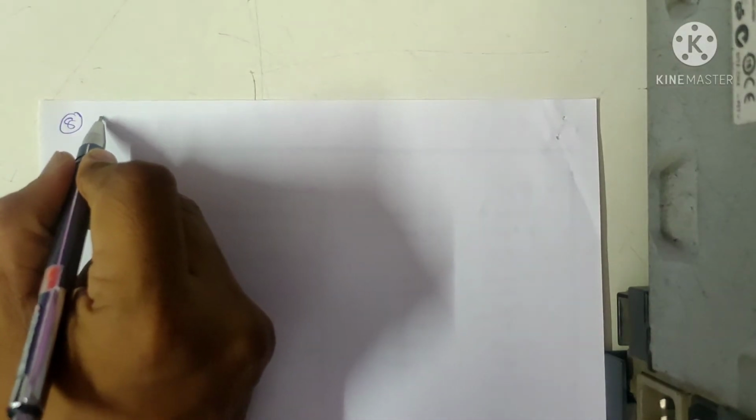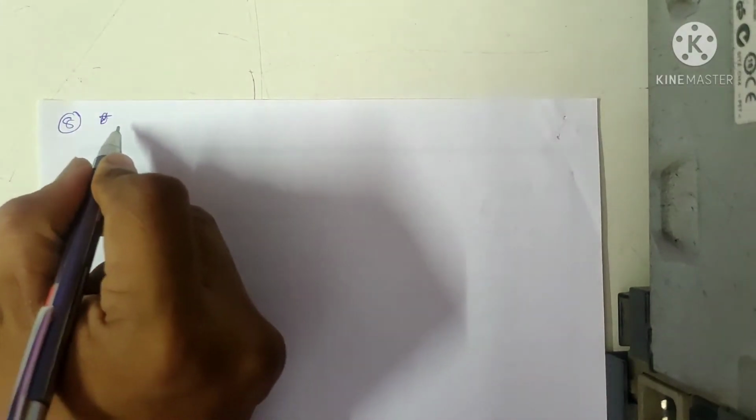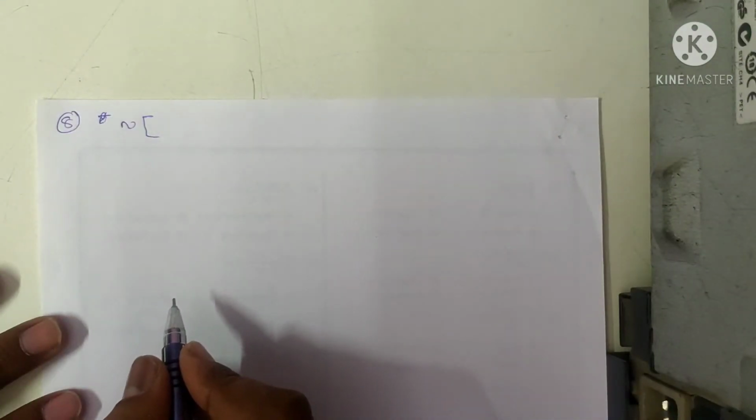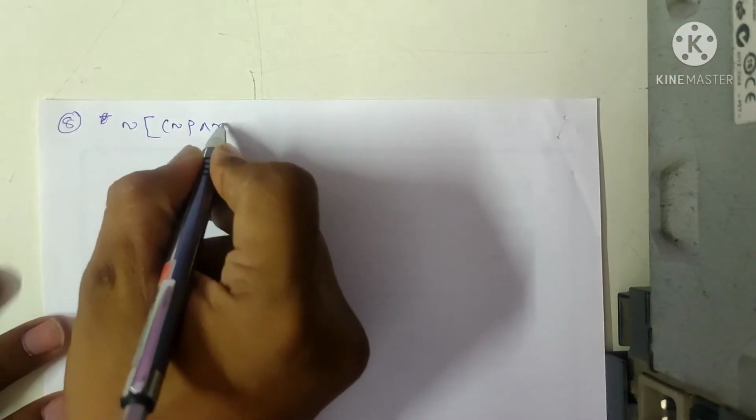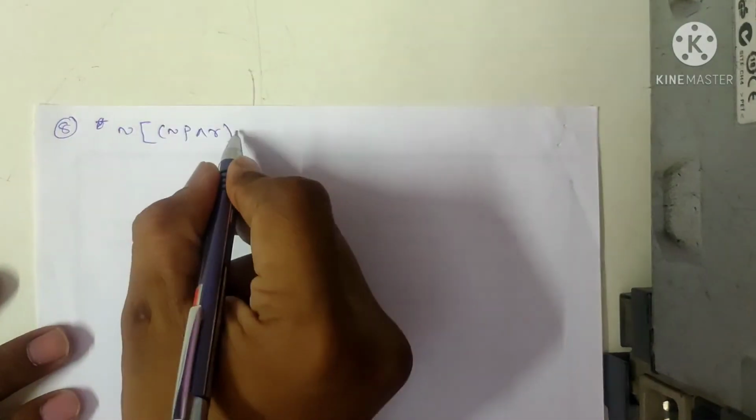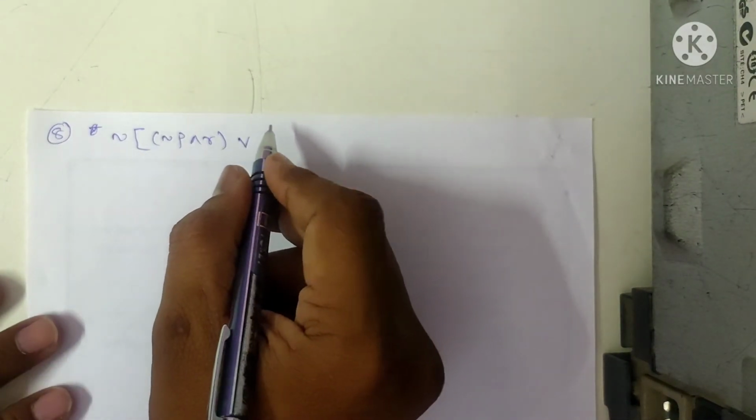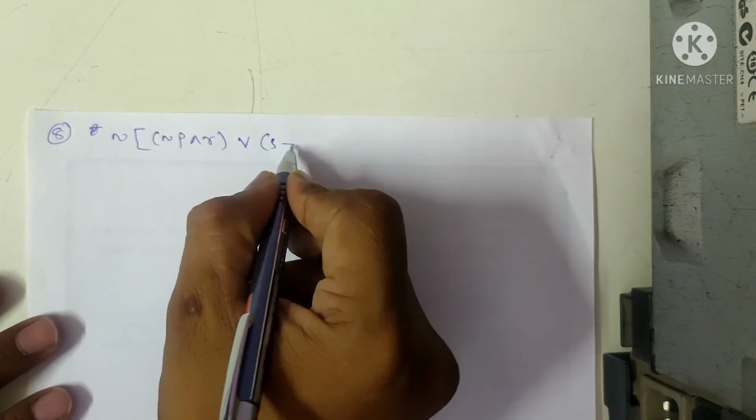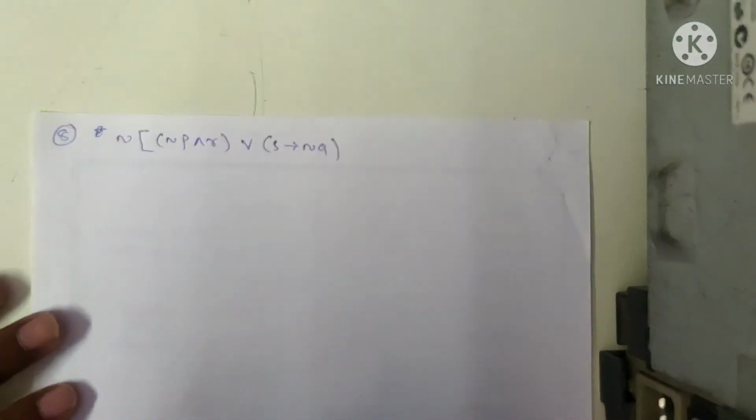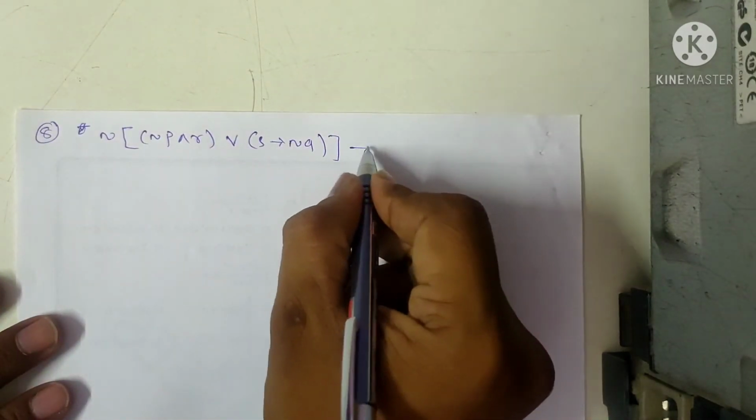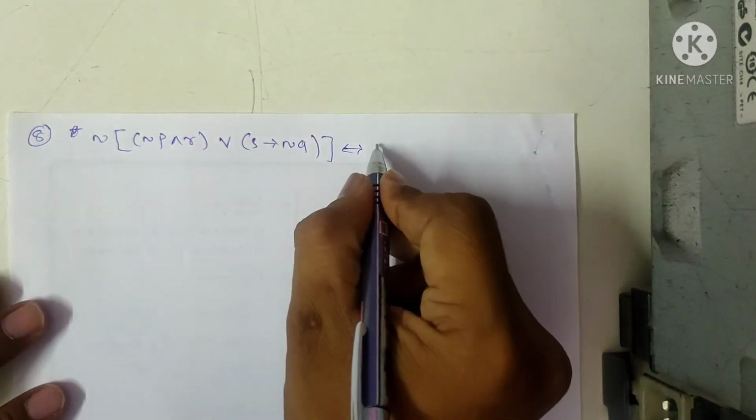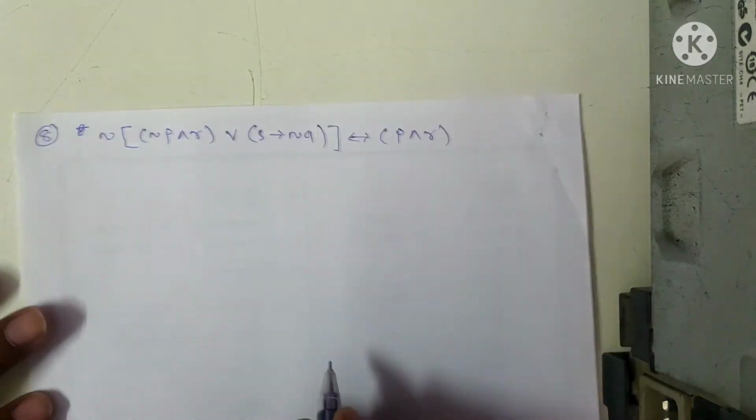Number 8. Negation in bracket, negation P and R, or S, then negation Q, bracket complete, if and only if P and R.